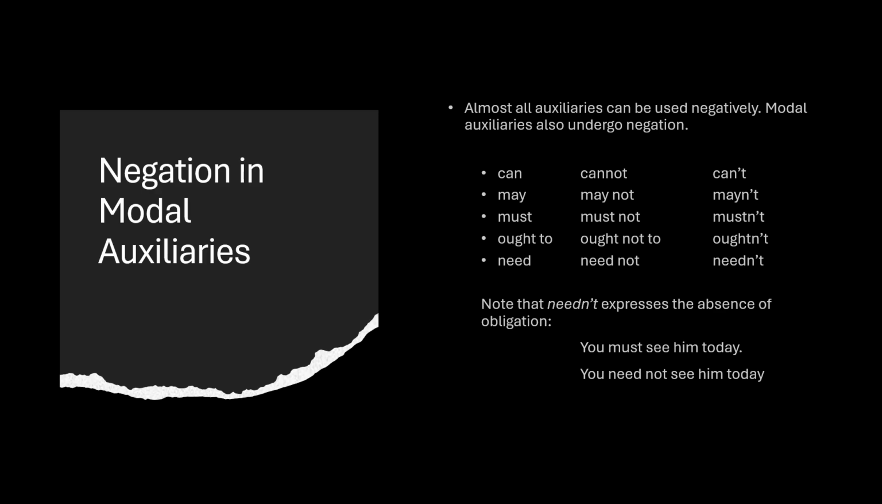Then we have that almost all auxiliaries can be used negatively. Modal auxiliaries also undergo negation. So we can have can't, cannot, and the contracted form is can't. Then may not, mayn't; must not, mustn't; ought to, ought not to, oughtn't.